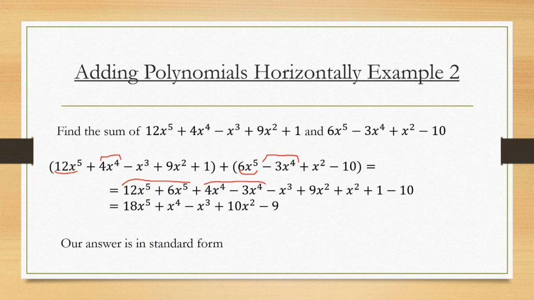Okay. Next, we have minus x cubed. Can we combine that with anything? See, no, that's an x squared. That's a constant. These terms are taken care of. No, that's an x squared, minus 10. We can't combine it with anything, so we're just going to leave it alone.